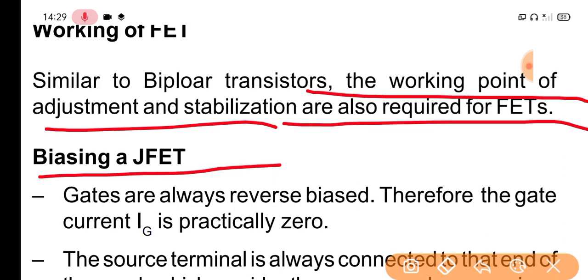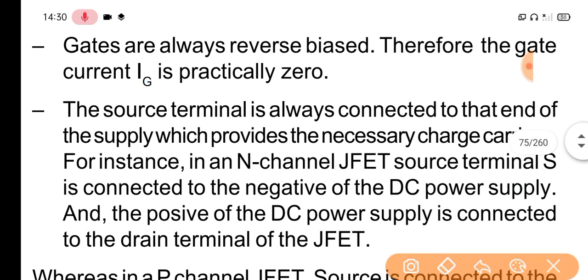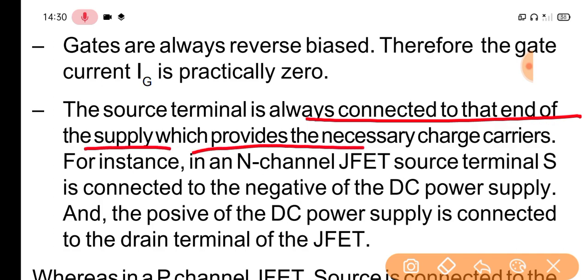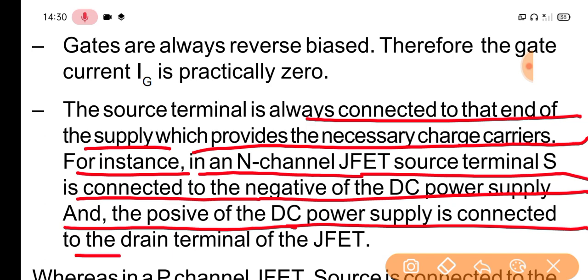Biasing of JFET gate is always reverse biased. Therefore, the gate current is relatively and practically zero. The source terminal is always connected to that end of the supply which provides the necessary charge carriers. For instance, in N-channel JFET, source terminal S is connected to the negative of the DC power supply, and the positive of the DC power supply is connected to the drain terminal of the JFET.